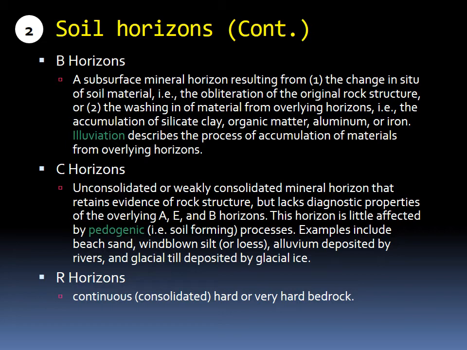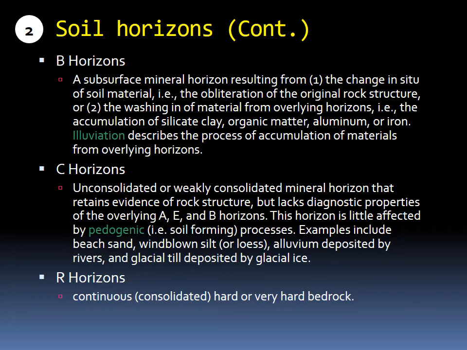It's accumulated materials from the overlaying layers, accumulated with clay, organic matter, aluminum, or anything that has been lost from the E horizons through a process called illuviation. It's different than eluviation that forms E horizon, because that one started with E, and this one is illuviation with a double L, which is describing the process of accumulation and forming the B horizon.